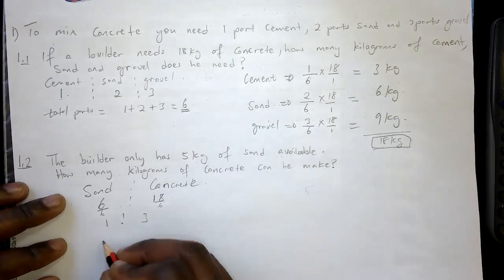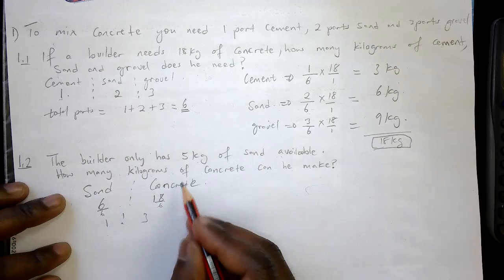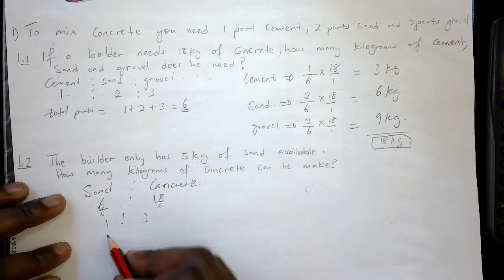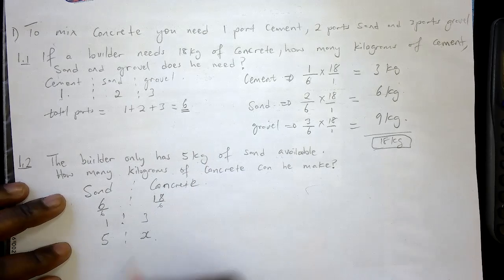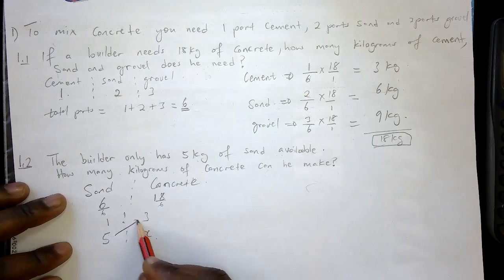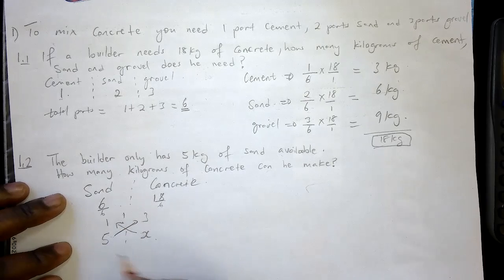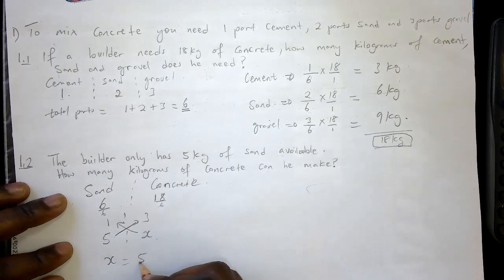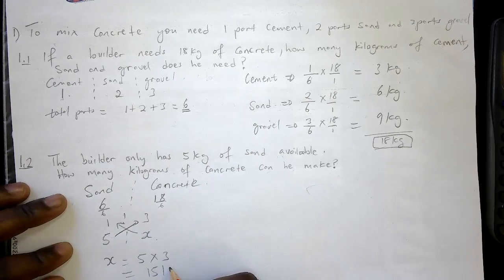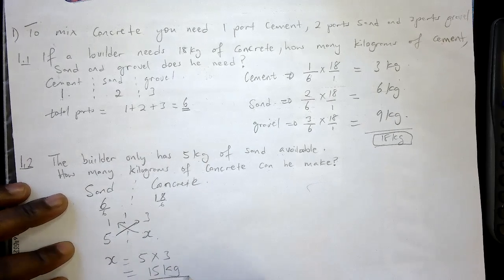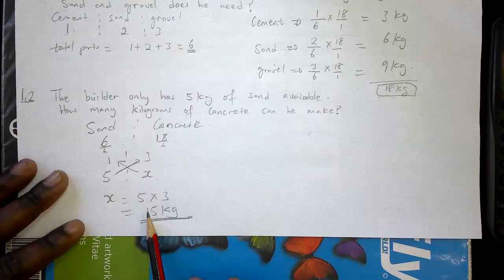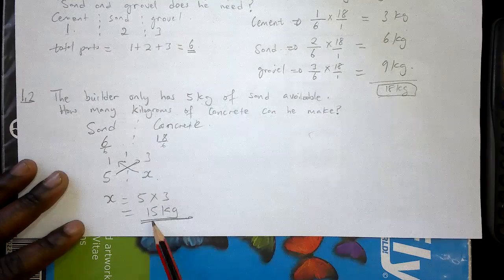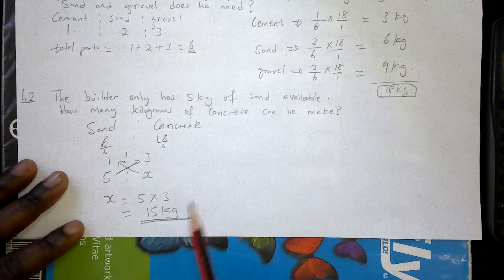So now we say, all right, we've got 5 kg here. Remember what we said last time? 5 kg of sand. So we put the 5 kg here, and then the concrete we want is our x. Then we cross multiply. So x is going to be equal to 5 times 3, which is 15 kg. So with 5 kg of sand, you can produce 15 kg of concrete.